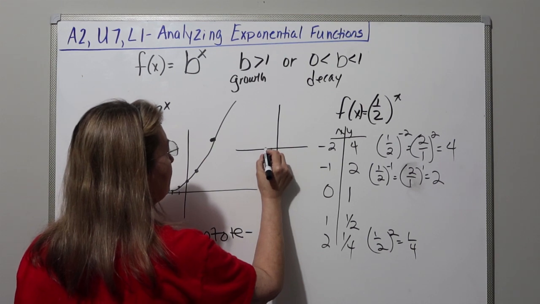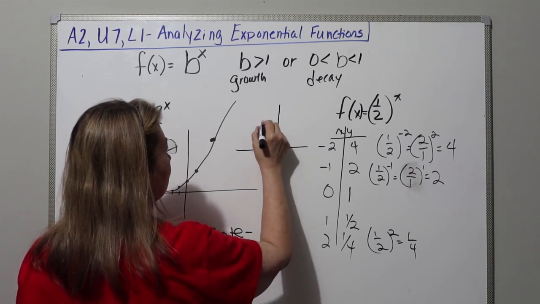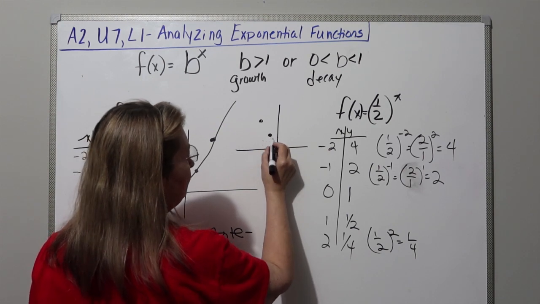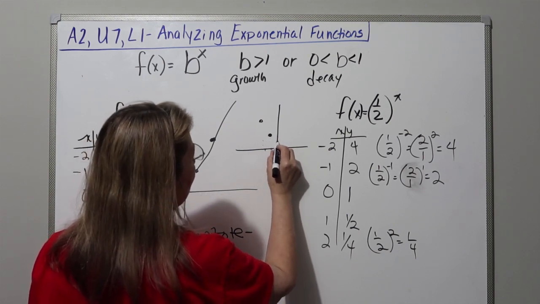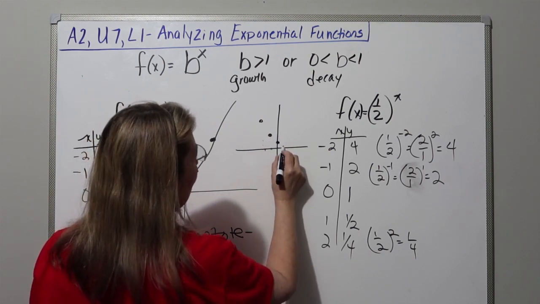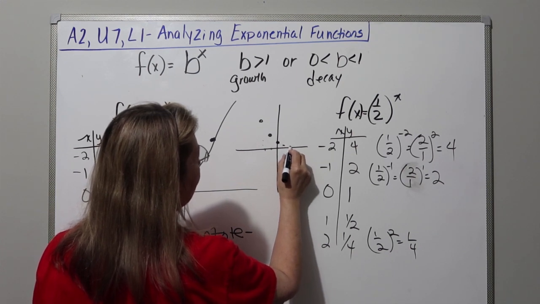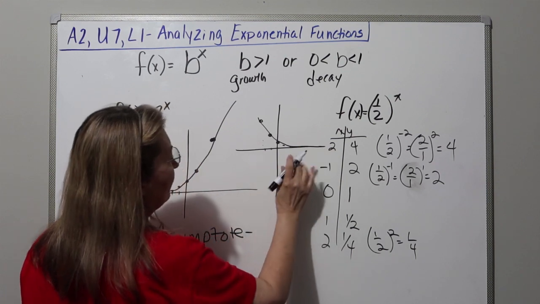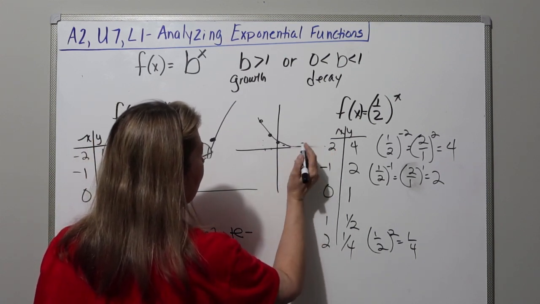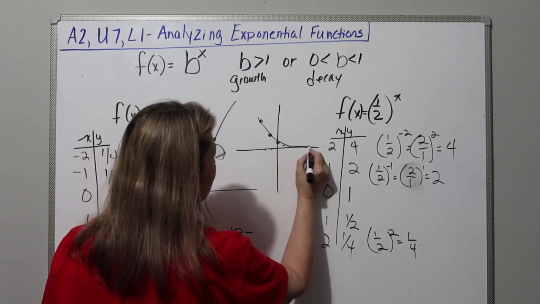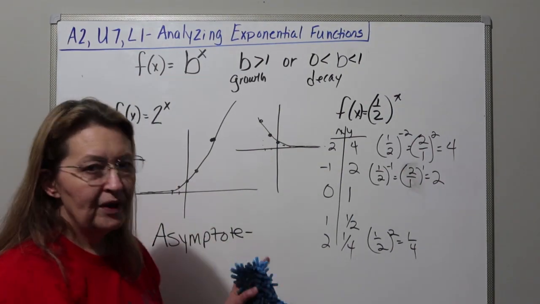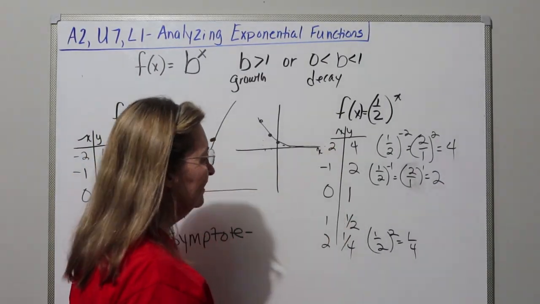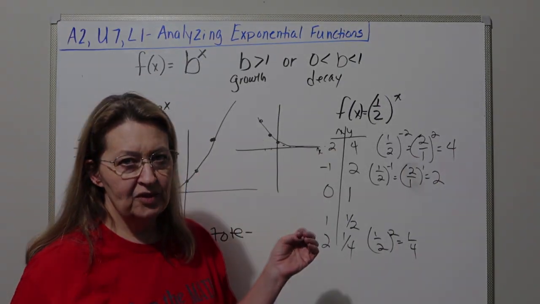I've got -2 and up 4. And then I've got -1 up 2. Then I've got 0 up 1. Over 1 up 1/2. And once again, you can see this line also is going to get closer and closer to the x-axis, but it's never going to touch it. So once again, my x-axis is my asymptote.